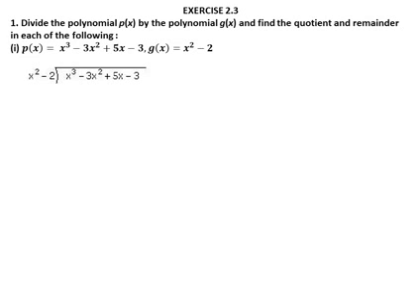Highest degree of the dividend is x cube. Highest degree of the divisor is x square. If I divide, you will get x. The x has to be written in the quotient. Now we have to multiply the quotient and the divisor. The x has to multiply with x square minus 2. If I multiply x into x square, you will get x cube. X into minus 2, you will get minus 2x. So x cube minus 2x has to be written below the dividend.